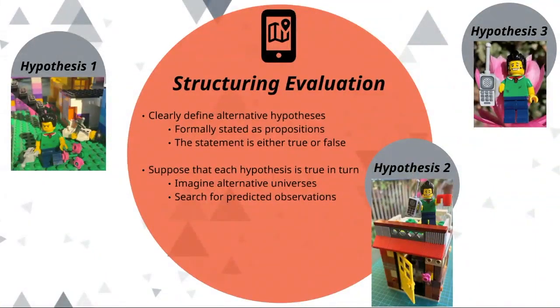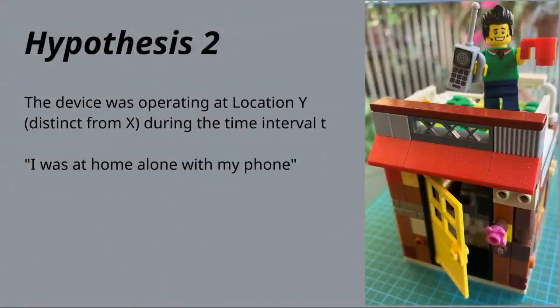So as stated before, we need to have an alternative hypothesis, at least one, and this generally is the defense hypothesis, and there are two types that you may encounter. First of all, you may find a hypothesis in the form of: the device was operating at location Y, distinct from X, during the time interval t. Now, location Y is a location different from X. It's a precise location, and this is basically what you see when the accused has presented an alibi. For example, the accused may have stated, "I was at home alone with my phone," in which case we will be looking at this kind of hypothesis.